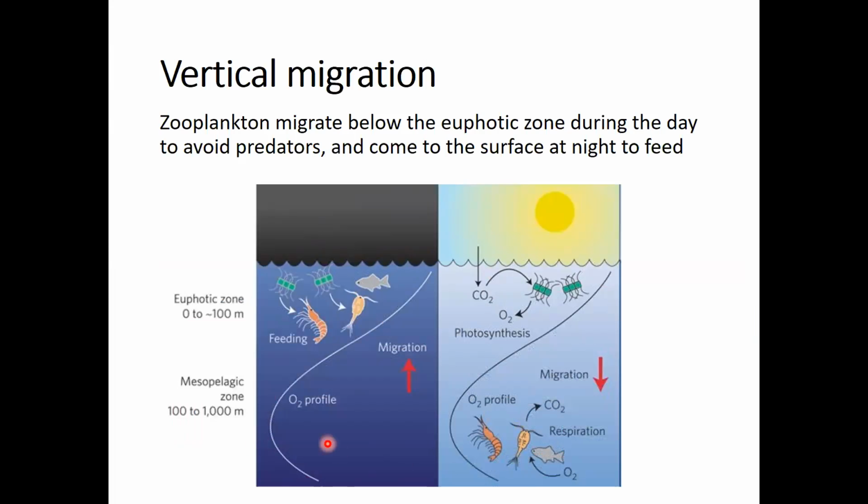And then at night, they come back to the surface to feed on these primary producers. So they're more difficult to see in the dark. These phytoplankton have been reproducing and growing all day long in the sunlight, and they're going to come up and feed at night. So in this example, we have copepods and krill, but other zooplankton species do this as well. They migrate deeper during the day to hide from predators, and they come back to the surface to feed at night.